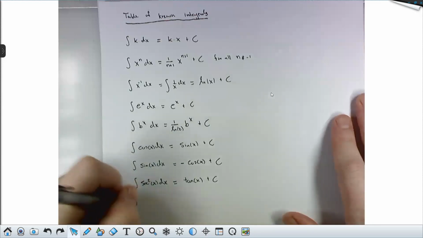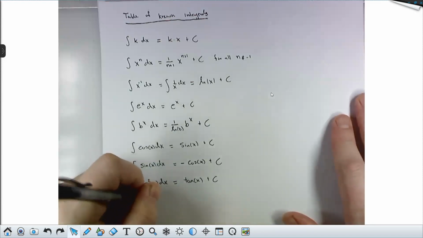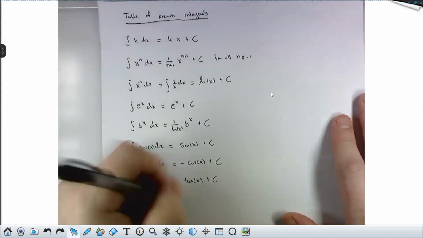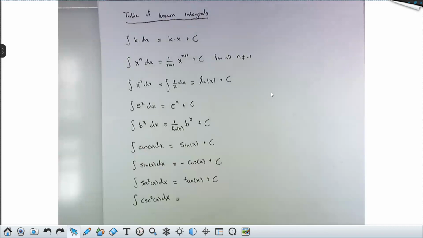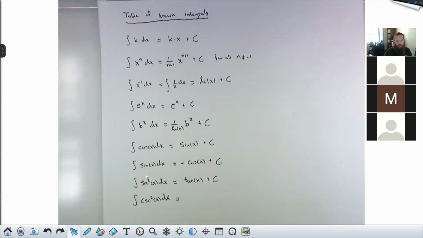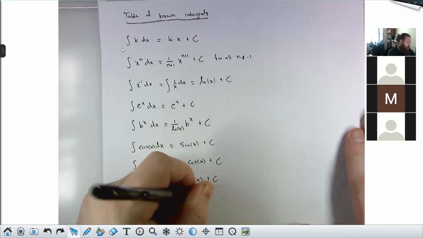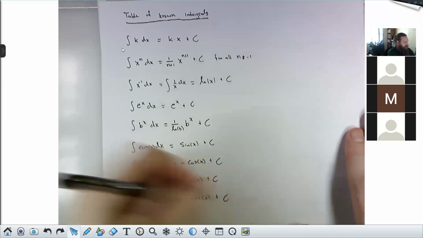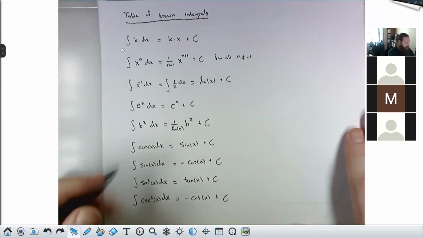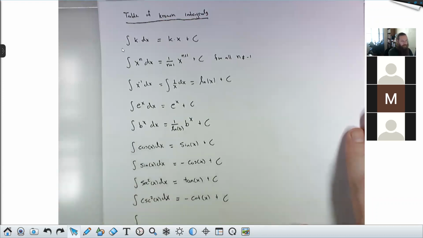While we're here, the integral of cosecant squared. What would that be? Whose derivative is cosecant squared? Would it be negative cotangent? Yeah, very good. The derivative of cotangent is negative cosecant squared. So the derivative of negative cotangent is positive cosecant squared. And you can see how this is going. Every derivative formula we know has a counterpart as an integral.